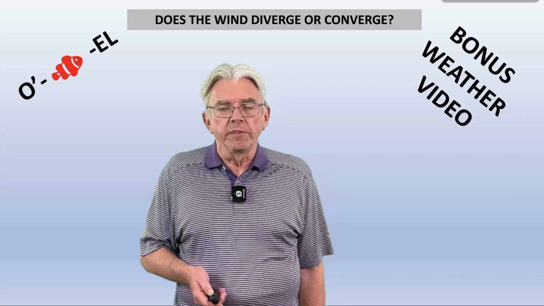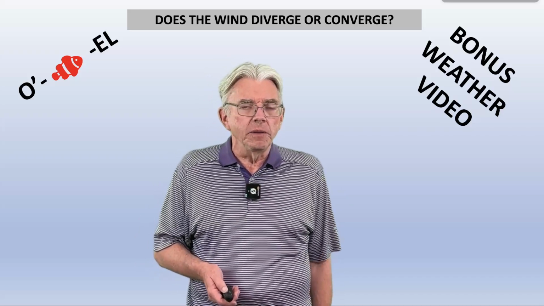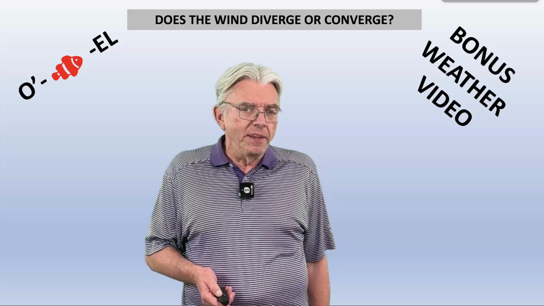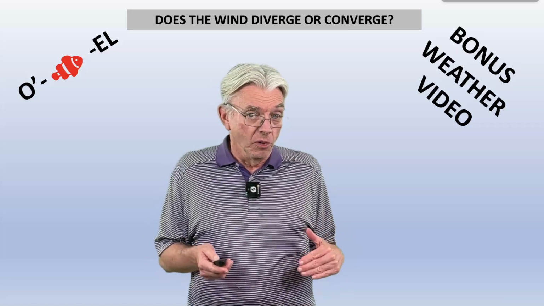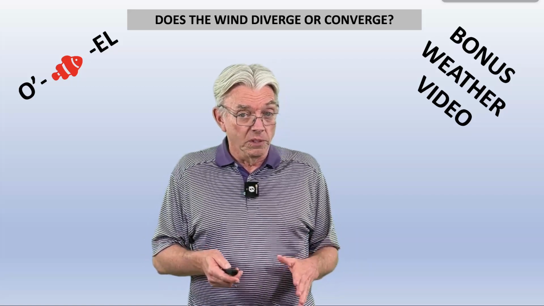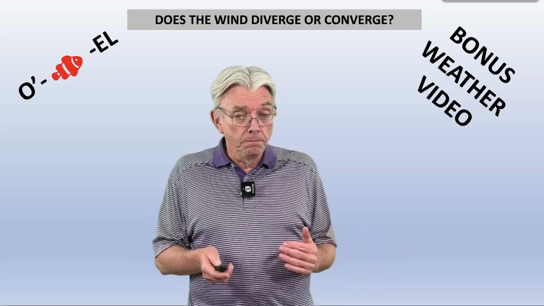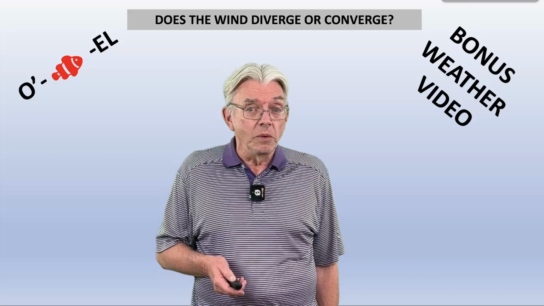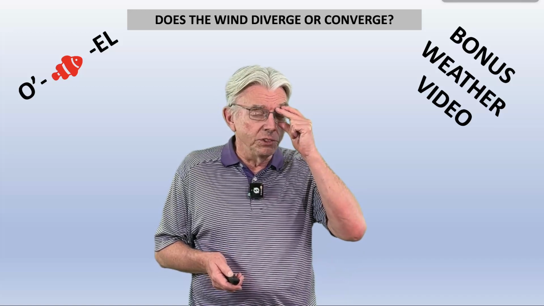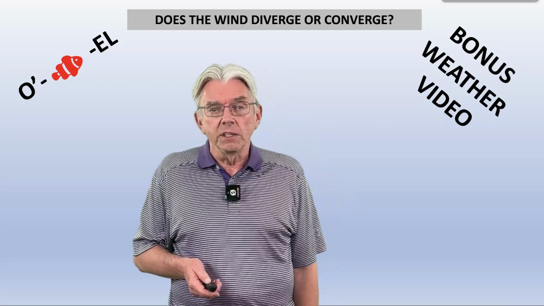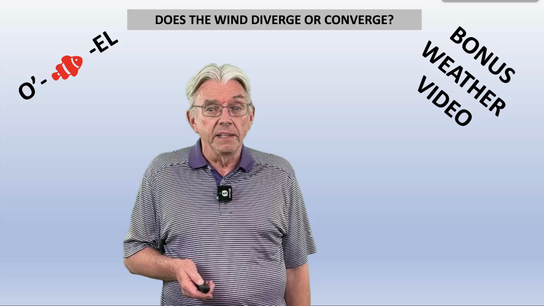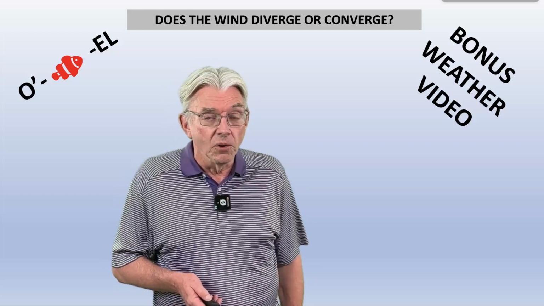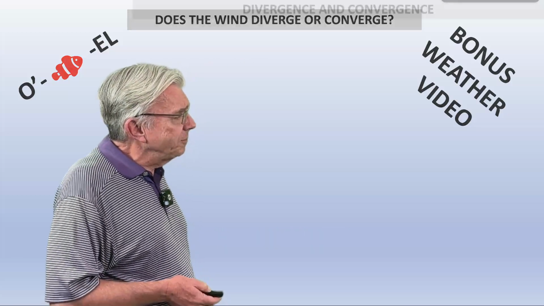Welcome to bonus weather video number 2 for this week, and I'm going to be talking about winds in the atmosphere, how they converge or come together or diverge and spread apart, and how that affects vertical motion in the atmosphere, which ultimately is what we want to assess, because when air rises you get clouds and precipitation. When it sinks you tend to get clearing, warming, and drying. Okay, so that's what we're going to talk about today.